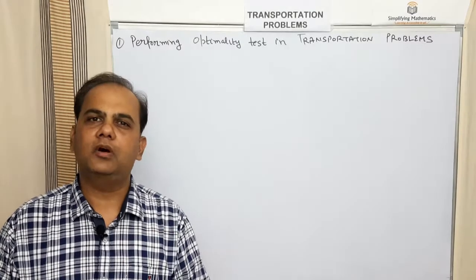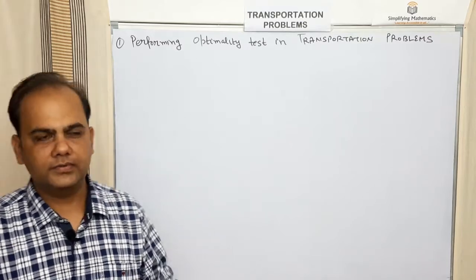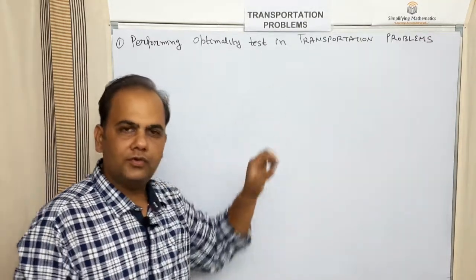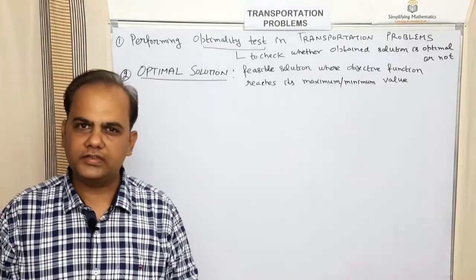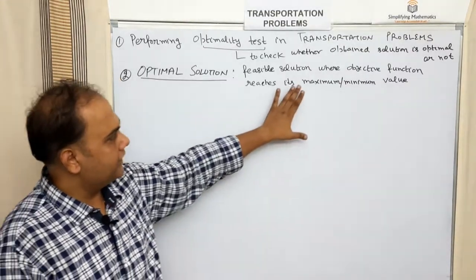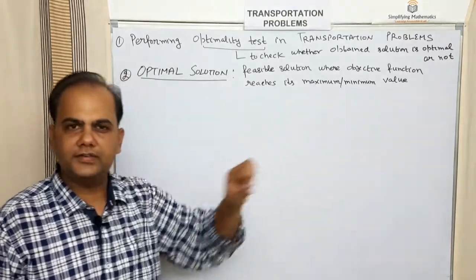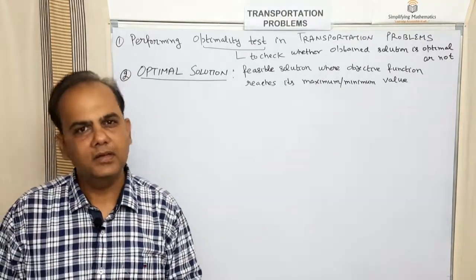What do you mean by performing optimality test in transportation problems? Now optimality test means what? You have to check whether the obtained solution is optimal or not. Now next is optimal solution. Optimal solution is that feasible solution where the objective function reaches its maximum or minimum value.